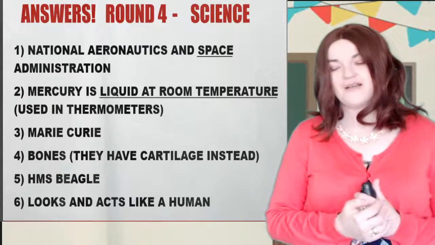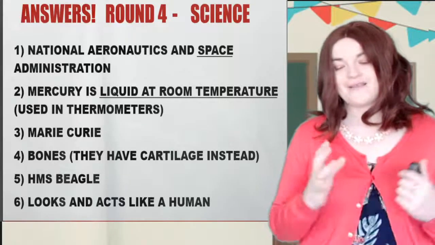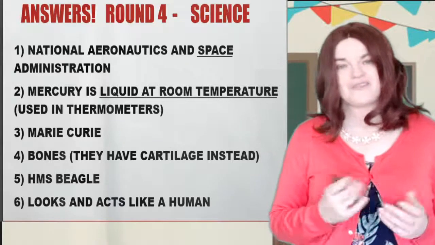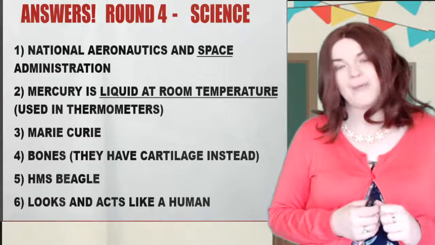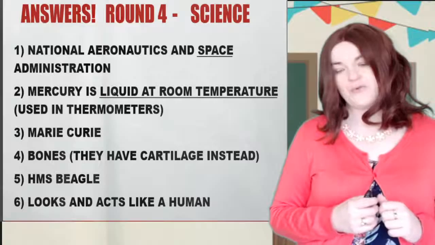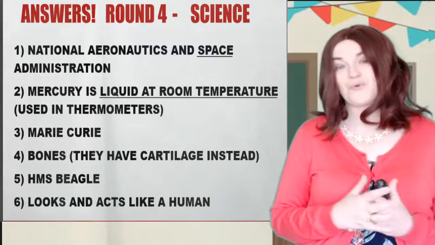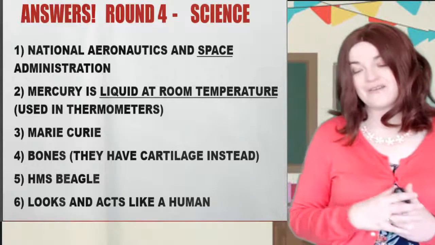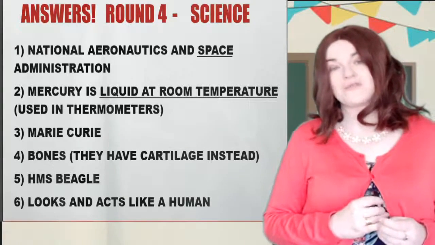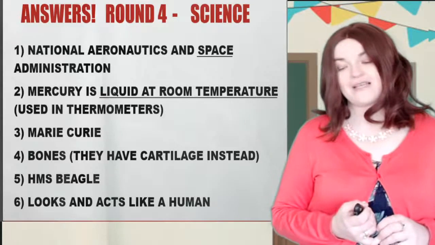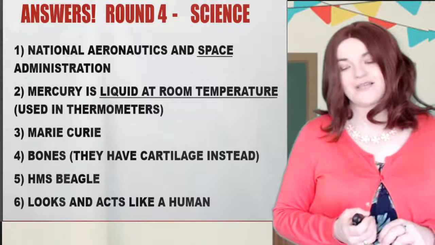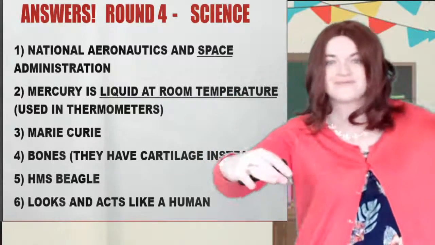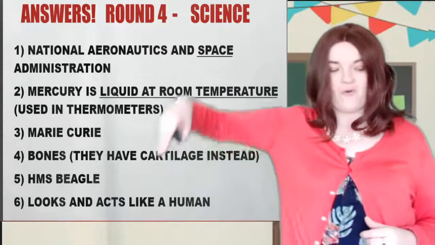Right, round 4 was science. The answers are number 1, NASA. The letter S is space. Mercury is liquid at room temperature. It's in thermometers. Marie Curie was the first to win 2 Nobel Prizes for science. Sharks don't have bones. They actually have cartilage instead, which is lighter. HMS Beagle was the ship that Darwin was on, and an android looks and acts like a human. Yeah. Robot.